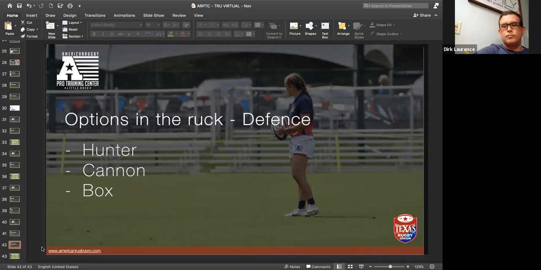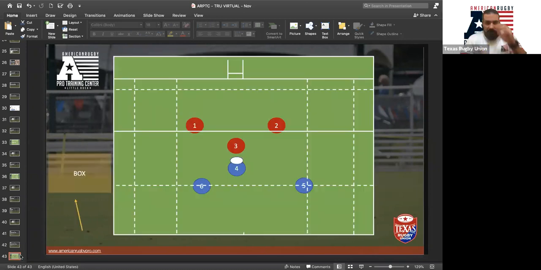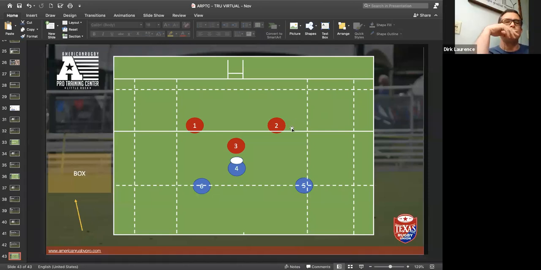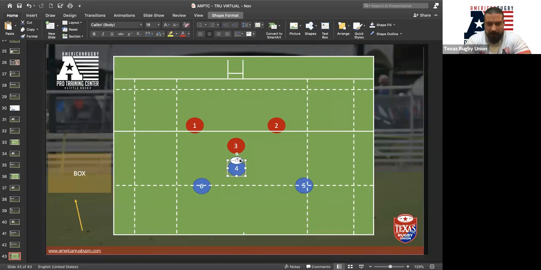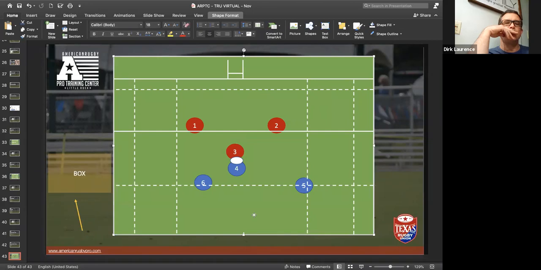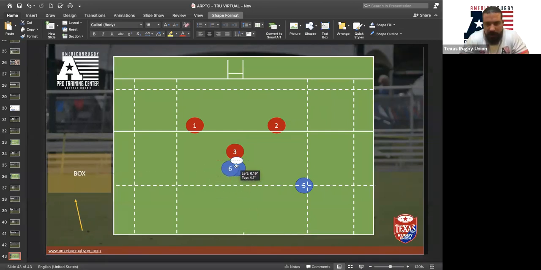Yep. Perfect. So if we just look at this situation, we'll talk through these scenarios again as always. 4 is taking the ball into 3. 3 has made the tackle. If we're looking at the attack, who should go in and be the first player into the ruck? 6. Perfect. So 6 goes into the ruck. Are 1 and 2 red in a position to cannon, hunt, or should they go into the box? What do we think?